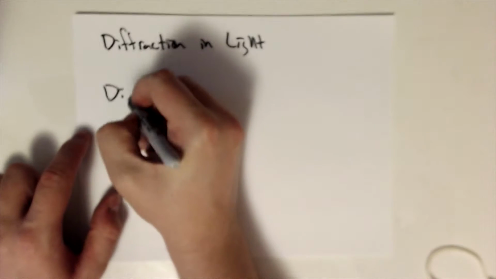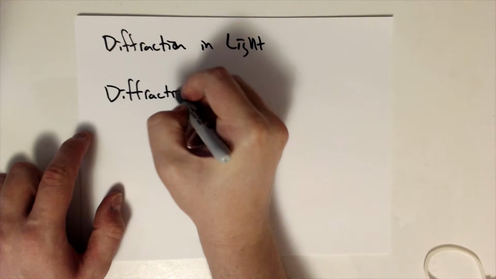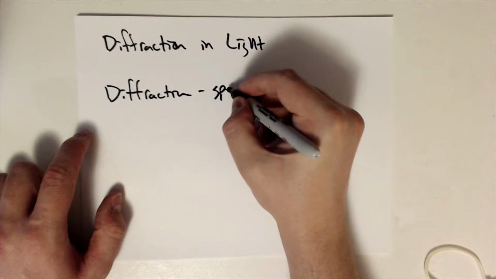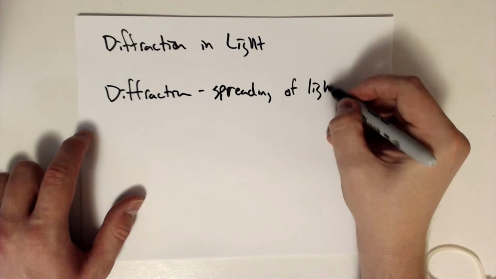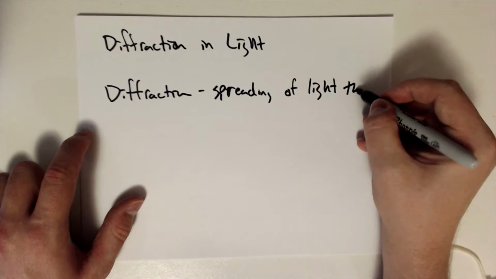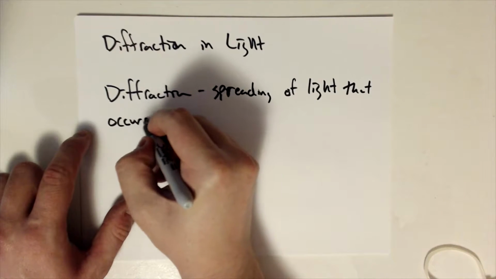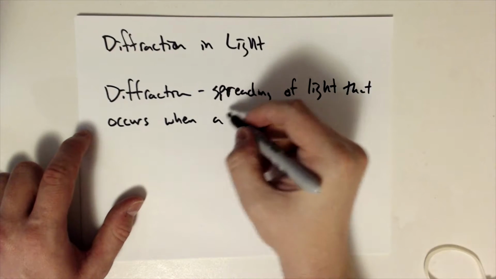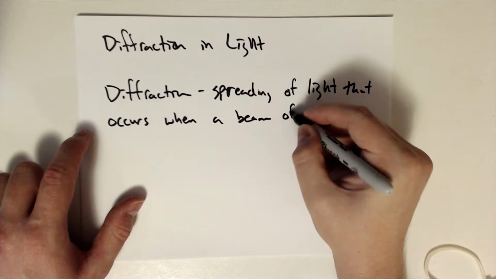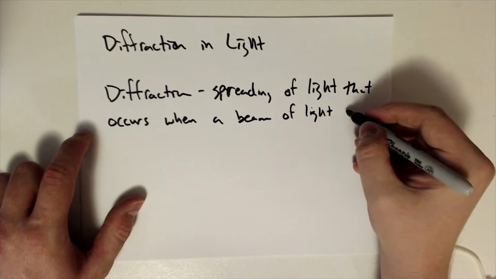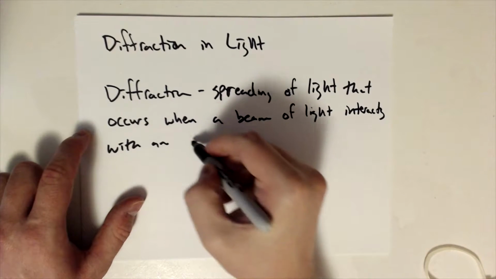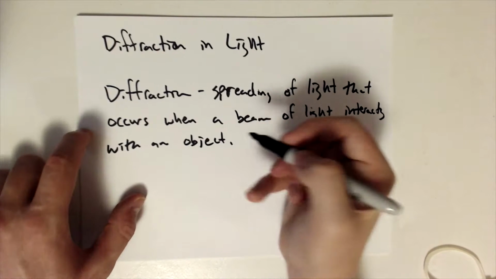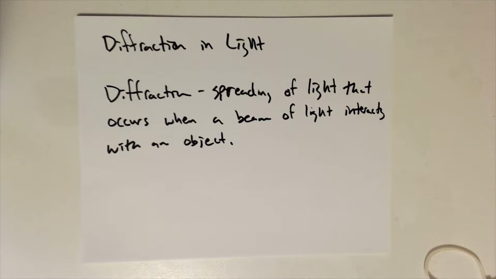So diffraction, as you may know from other classes, is the spreading of light. And this occurs when we have a beam of light and it interacts with an object. So light interacting with an object spreads light.